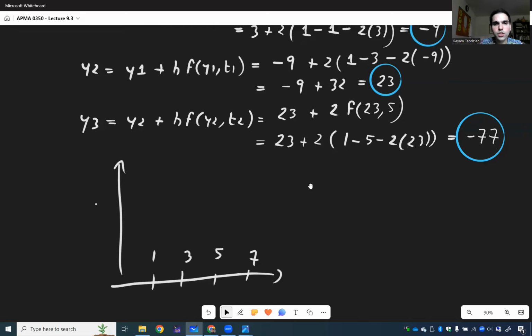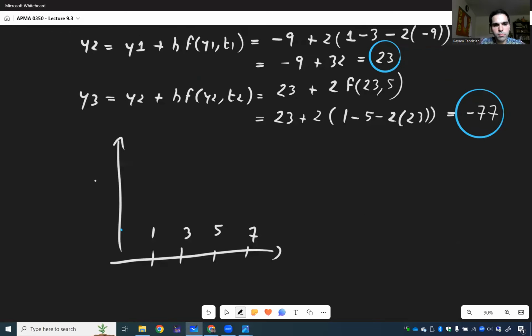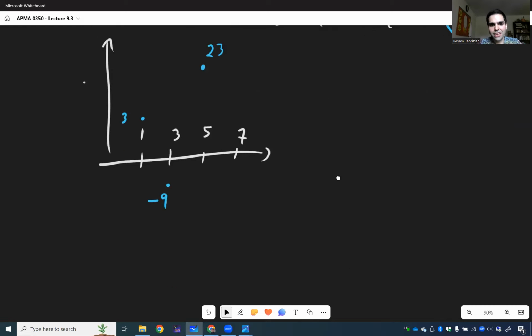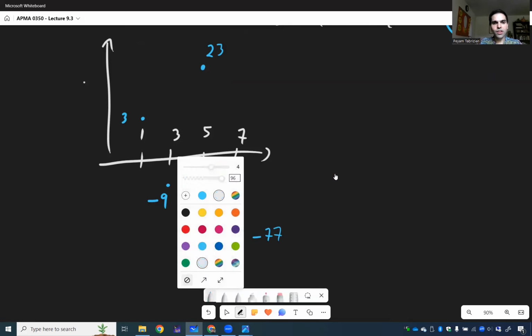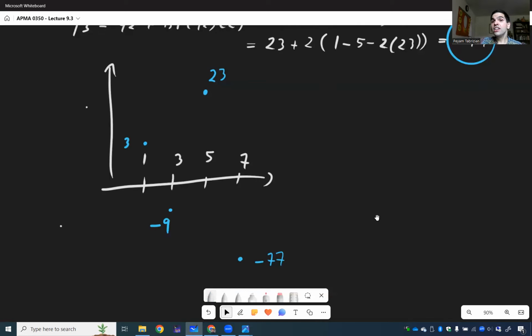Once again, you start with 3. And then suddenly you go to minus 9. And then 23. And then, just to exaggerate, minus 77. So it seems that the values oscillate like crazy, which is kind of an anomaly of Euler's method, which we'll discuss next time.